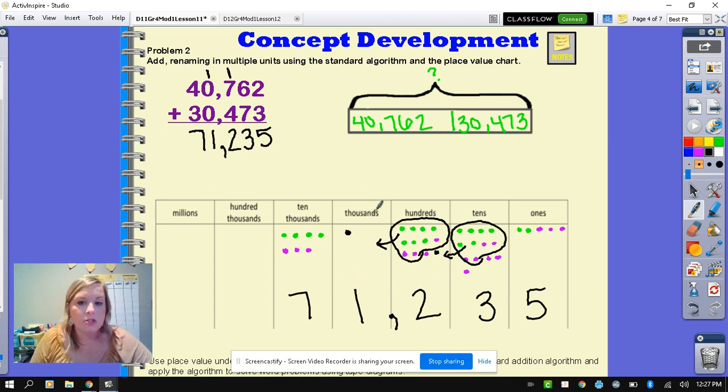The only reason that we do the dots is for students. That way you guys can understand why we actually cache that in, or why we carry over to the next place value. It's not just this random algorithm as something that we do. This is the reason why we can't have 10 in a category. So that's why we cache them in.